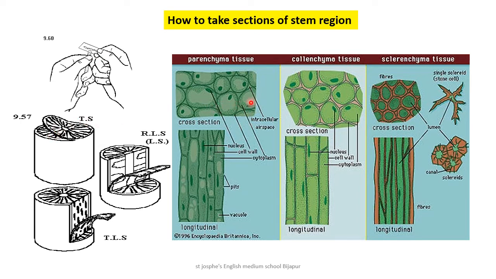In this picture, in the first row, for parenchyma, collenchyma and sclerenchyma, you can see the cross section, and below that is the longitudinal section. That is, if you hold the stem and cut it along a vertical section, then you get these longitudinal sections. So this is how you can take sections of the stem region. There are two ways: one is called TS, the cross section or transverse section, and the other is the longitudinal section.